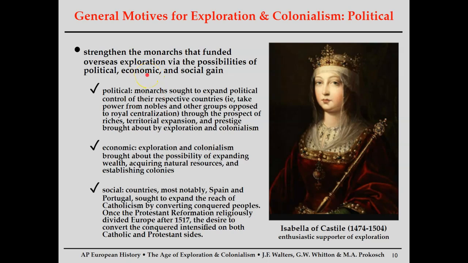Often, these new monarchs are going to fund these expeditions, and the question is why? Why would Ferdinand and Isabella of Aragon and Castile support Christopher Columbus? So, reason number 1, this could potentially allow these new monarchs to reduce the power of the nobility. That's always been their problem, the issue with the nobles.